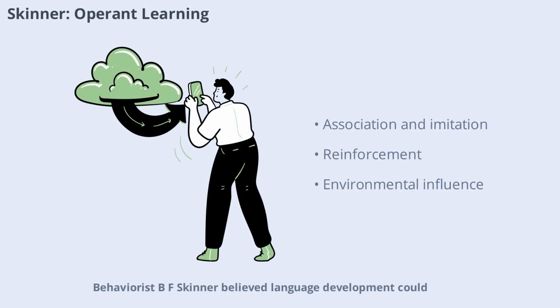Behaviorist B.F. Skinner believed language development could be explained by familiar learning principles: association, imitation, and reinforcement. Babies learn to talk by associating sights with sounds, imitating words and syntax, and receiving positive reinforcement. Skinner's view emphasizes the role of environment and experience in language acquisition, drawing parallels with animal learning.